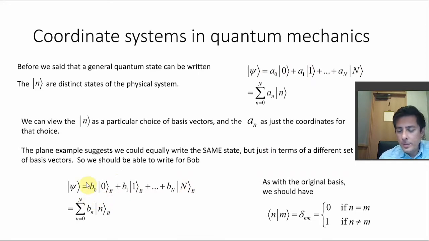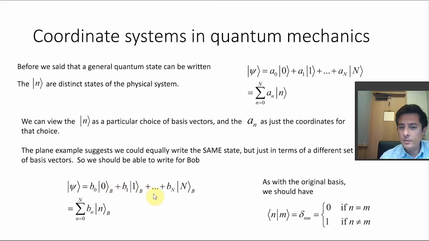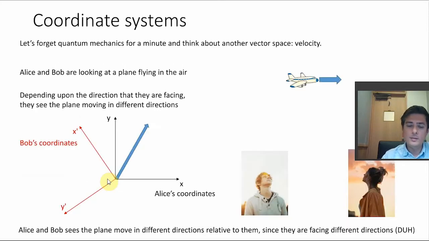And of course, because Bob's chosen a different convention, a different coordinate system, he's going to get different coefficients, right? So these B's are going to be different numbers to the A's, right? But it's exactly the same state because, as I said over here, it's just a different coordinate system, a different way to represent it, but the actual object is still the same.